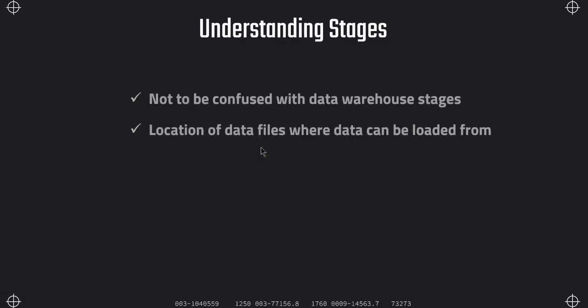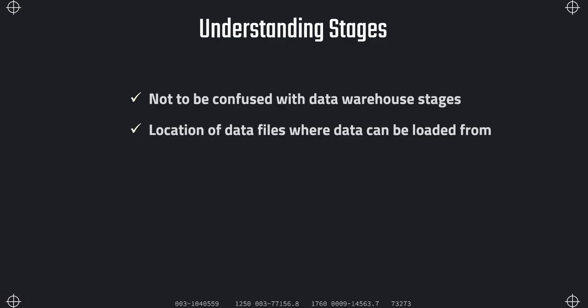So the stage is basically an object in Snowflake. This is something that we create, and this is basically the location of the data files where the data can be loaded from. So here, the stage object that we create basically contains the location from where we load the data. This can be, for example, an AWS bucket, and in this stage object, we just store the location.